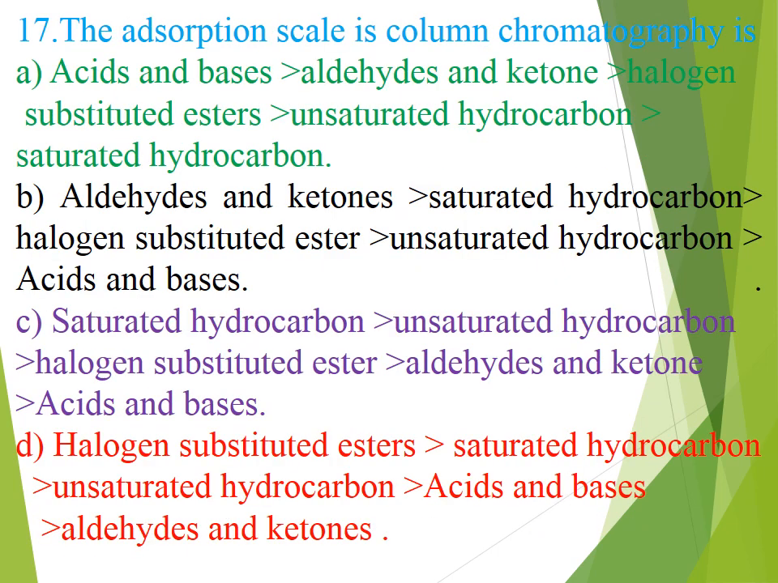Question number 17. The adsorption scale in column chromatography. Here also the option A is correct. Acids and bases is greater than aldehyde and ketones, and greater than halogen substituted ester, greater than unsaturated hydrocarbon, greater than saturated hydrocarbon. Option A is correct.